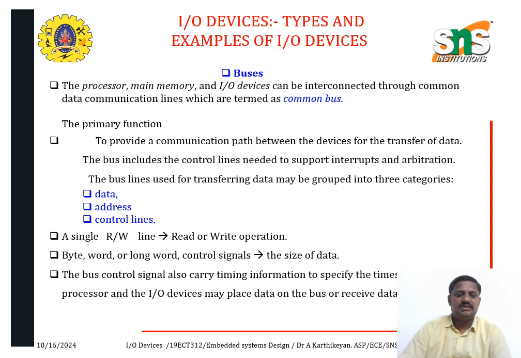The buses also play a major role, as with the I/O port. The processor, main memory and other I/O devices communicate through a common bus. The primary function of the bus is to provide a communication path between devices for transferring data. The buses include the control lines needed to support interrupts and arbitration. The bus lines used to transfer data fall into three categories: data, address and control lines. These are useful for bus communications. The read and write line carries the read and write operation, and byte, word, long word or control signals are used for the size of data. A bus controller carries the information from one place to another.